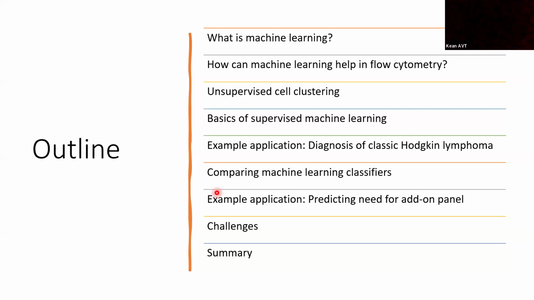So by way of outline, I'll talk a little bit about what is machine learning, how can machine learning help us in flow cytometry and specifically clinical flow cytometry. I'll talk a little bit about unsupervised cell clustering, basics of supervised machine learning, and I'll give a couple of examples of applications.